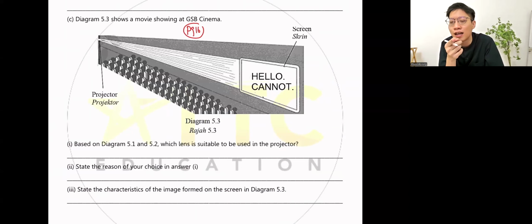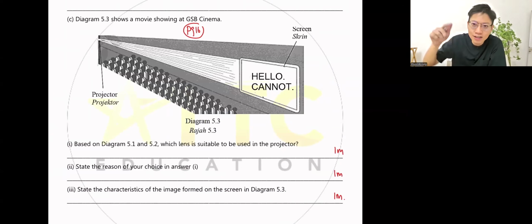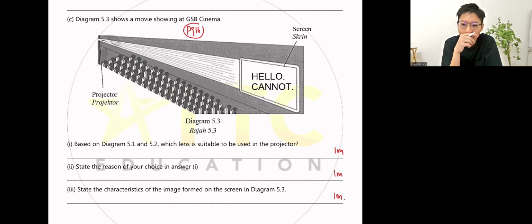Okay guys, I test you all first. If this question is 1 mark, can you score full marks right now? Let's check. Gayatri, Zing, Abigail, Eden, which lens is suitable? Convex lens or concave lens? Very good, convex.